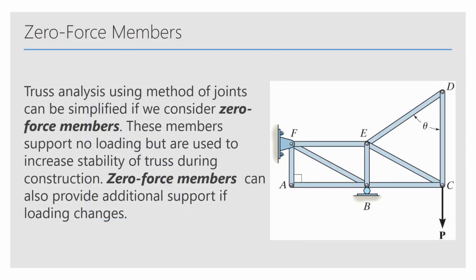Point 3 introduces the concept of zero force members. When you're doing truss analysis, some of the members are labeled as zero force members. These are members that support no loading but are used to increase stability for the truss during construction. Even though they have no loading on them, they are often used during construction, or if there's a change in the actual loading on the truss, so that it can balance it out. But when doing analysis, you'll find that the force in that member is equal to 0.